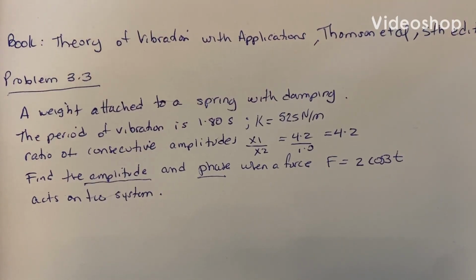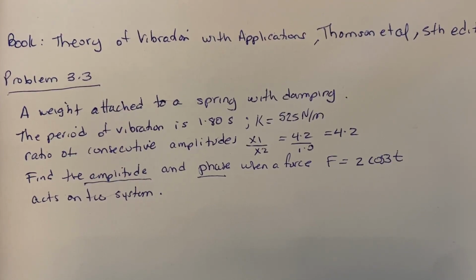This problem is about a weight attached to a spring with a damping mechanism. The problem gave us the period of vibration, which is 1.8 seconds, the spring constant, the ratio of consecutive amplitudes, and the force that is applied on the system. The problem is asking us to find the amplitude and phase when that force is applied.